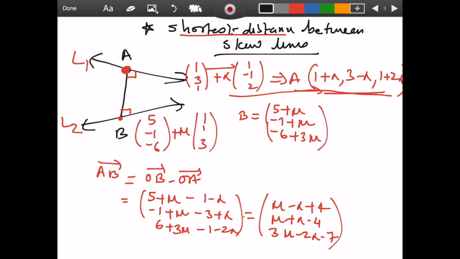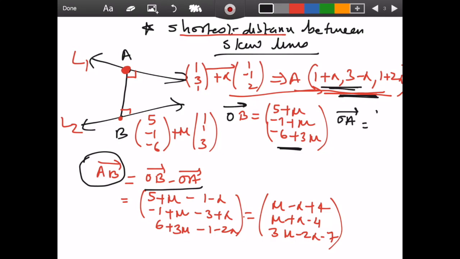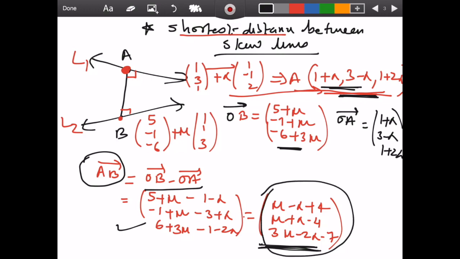So what happened is that when I'm using these two coordinates, I can find out this vector AB. So vector AB is going to be OB minus OA, which is of course this coordinate minus this coordinate. So you can say this is vector OB actually, and this vector, if you write this one in vector form, that can be your vector OA, which is gonna be 1 plus lambda, 3 minus lambda, and 1 plus 2 lambda. So when I subtract it, I'm gonna get this particular set of values for vector AB in terms of mu and lambda.